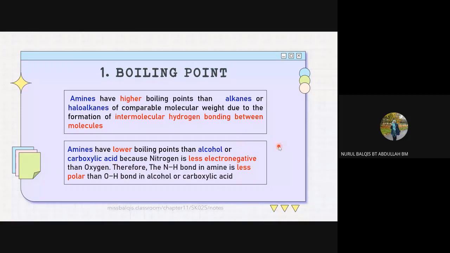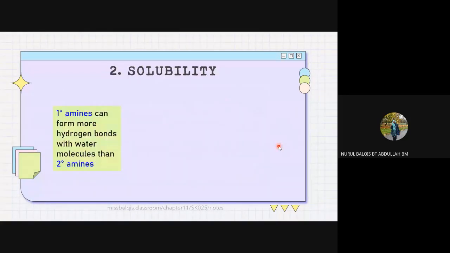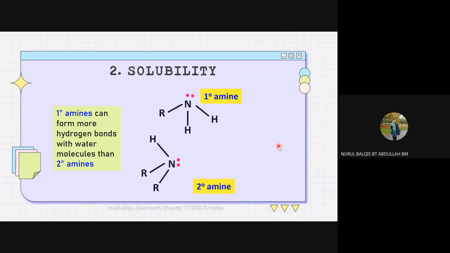Clear, miss. Okay, next one, we'll look at the solubility. Okay, for solubility, again, nak tengok the ability to dissolve in such solvent. Okay, kita usually deal with water. So, dalam case ni pun kita nak tengok dengan water molecule. Okay, primary amine and secondary amine, we already know that they can form hydrogen bond, both of them. But now, the solubility will depends on the molecules yang kita ada dalam solvent, iaitu air.